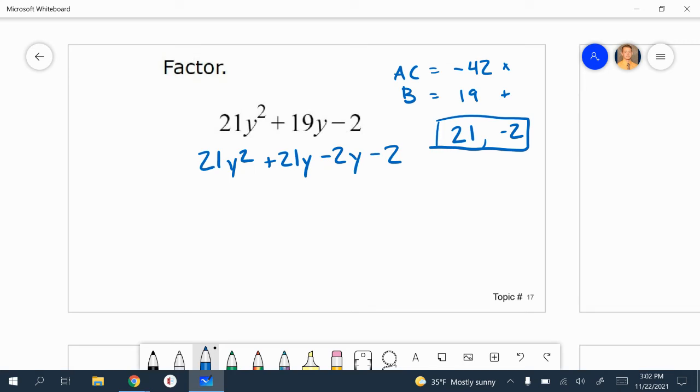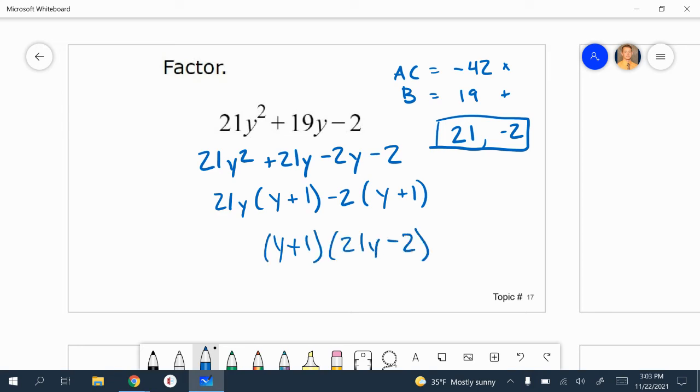Okay, again, those two lines are exactly the same, step 2 and step 1 here. These are the exact same thing. I just split that 19 up into two things that are equal to 19. Then I can group. I can pull a 21 out and a y. I'll just be left with y plus 1. And in the second group, I could pull out a negative 2, and I'll be left with y plus 1. Then we will have y plus 1 and 21y minus 2 as our two factors.